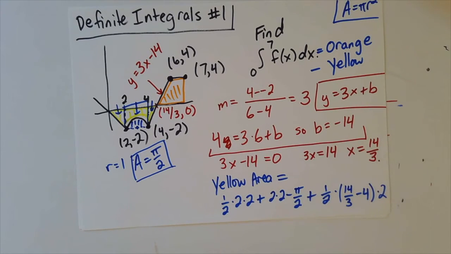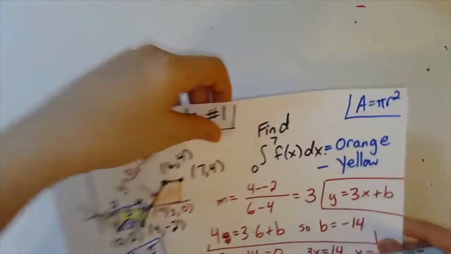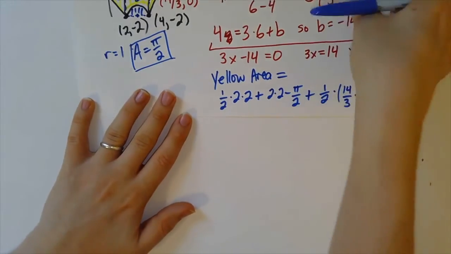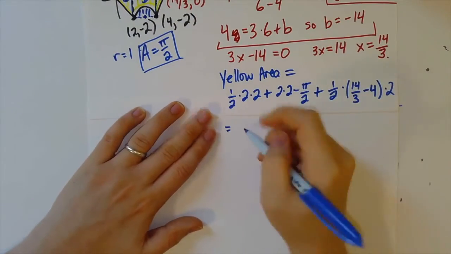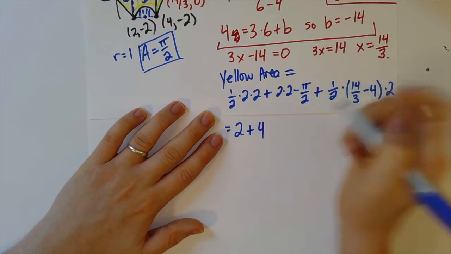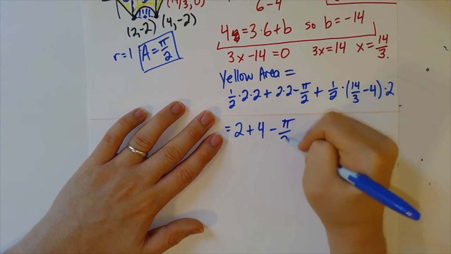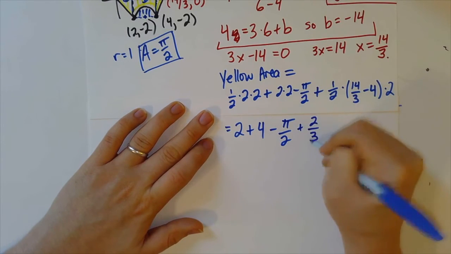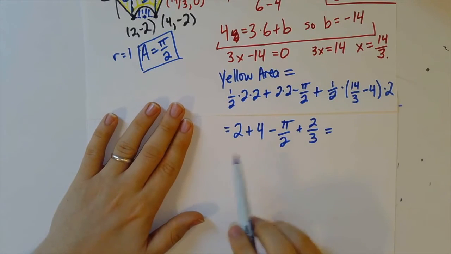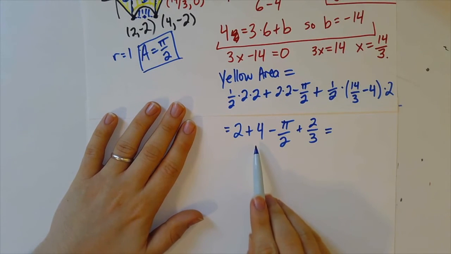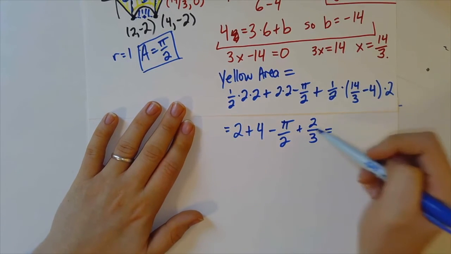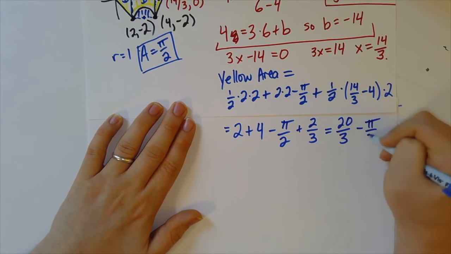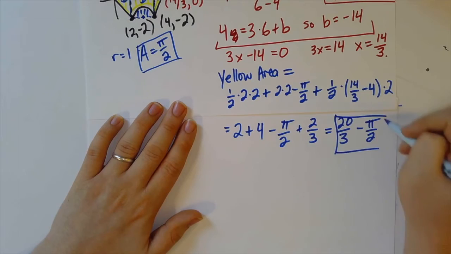Okay, so that's a big giant mess, but if we go ahead and simplify it, it's not so bad, because that's going to end up being equal to 2 plus 4 minus pi over 2, and this is plus 2/3. So you have 2 plus 4, that's 6, in thirds that would be 18/3. So together with that 2/3, that'll be 20 over 3 minus pi over 2. That's my yellow area.